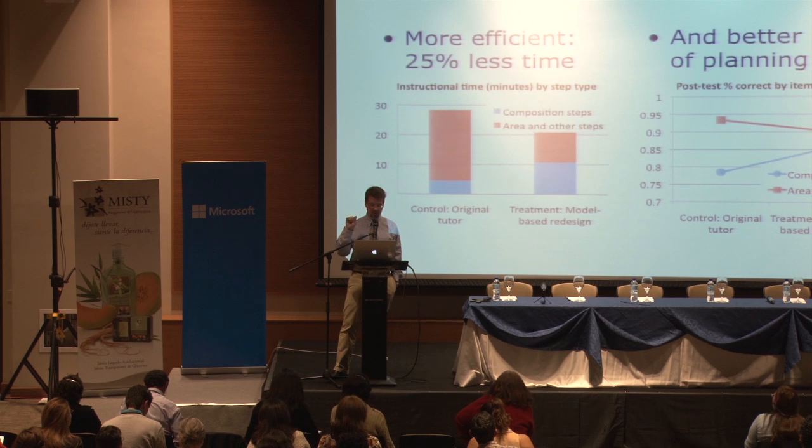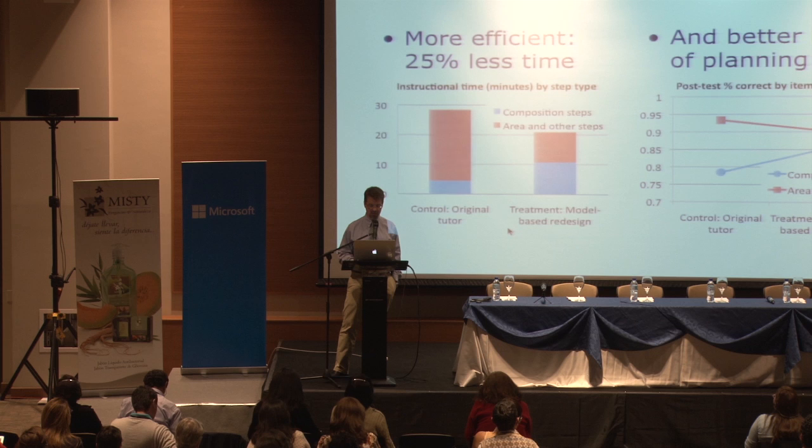So here's a close-the-loop experiment. We started with a system, we collected data, we noticed the detail that we can improve, we improved it, compared it against the original, and got better results, both in terms of time and in terms of enhancing learning skills.